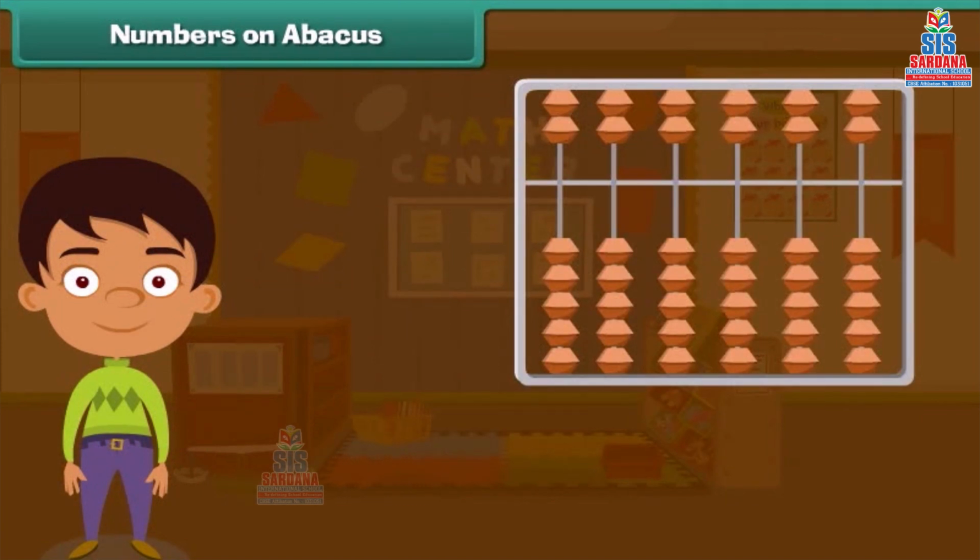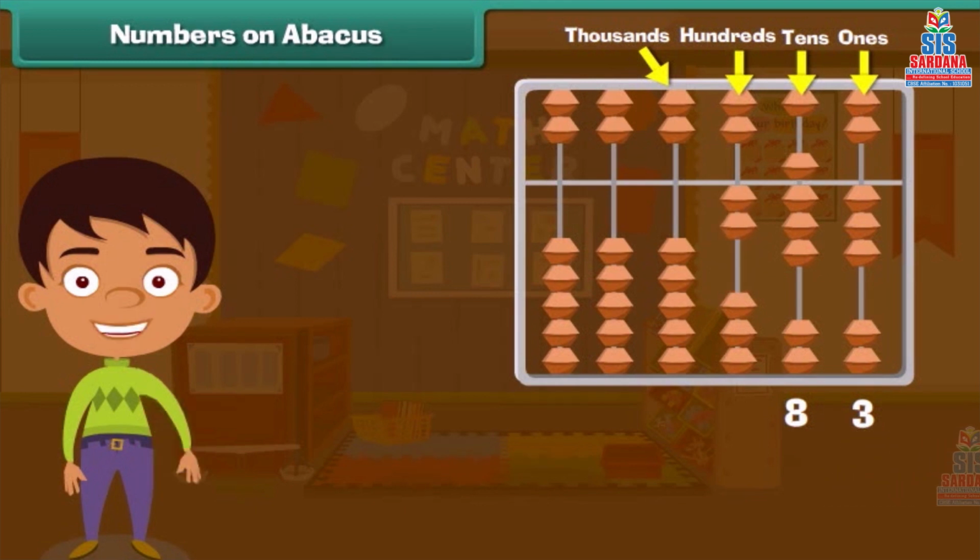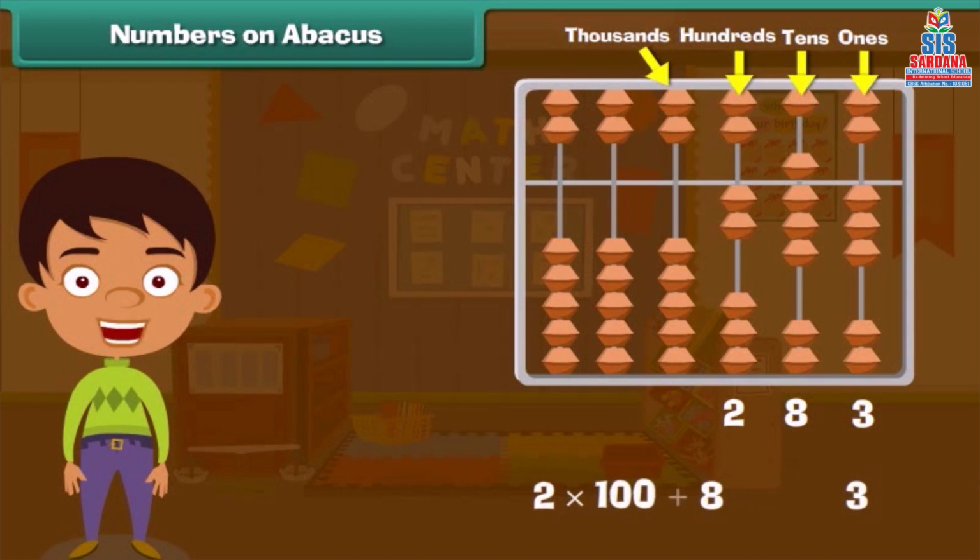Numbers on abacus. Each vertical rod in the abacus represents a place. The rightmost rod represents the ones place, the rod to its left represents the tens place and so on. Let us move 3 beads on the lower deck of the ones rod towards the beam to represent number 3. Now let us move 3 beads on the lower deck and 1 bead on the upper deck of the tens rod up. This represents 30 plus 50, which is 80. Now we move 2 beads in the lower deck of the hundreds rod to represent 200. So the beads positioned in the abacus represent the number 200 plus 80 plus 3 equals 283.